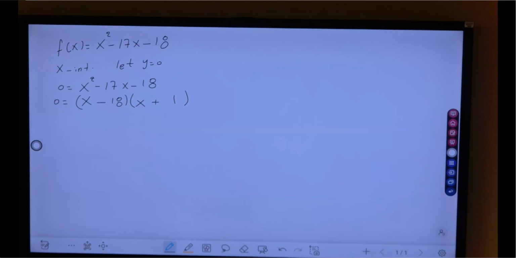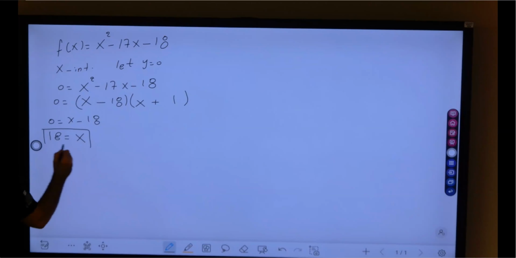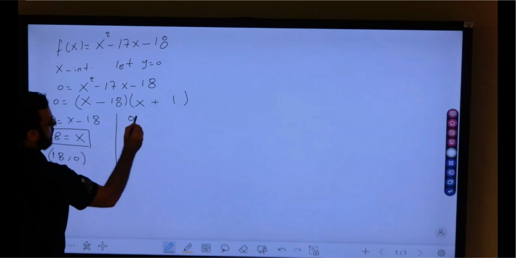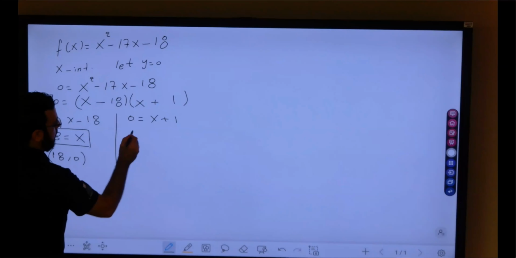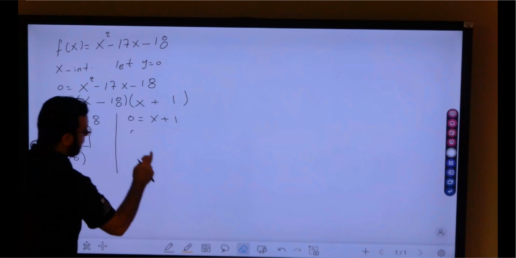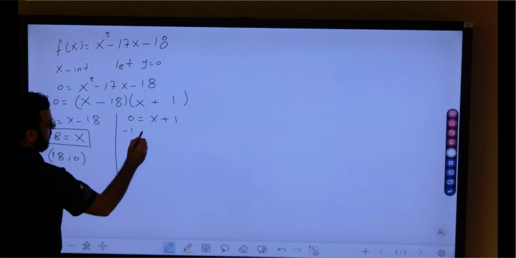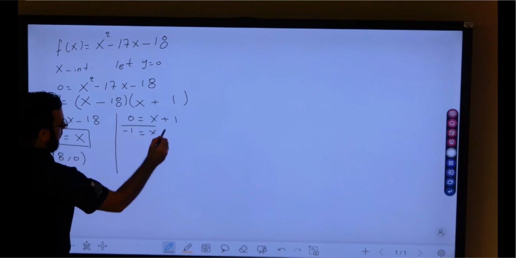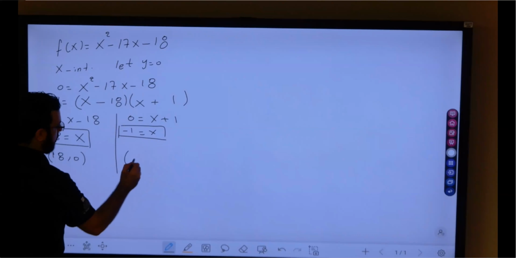Just factor it, then use the zero factor property. I'm going to say 0 equals x minus 18. Solve this one: 18 is equal to x. So the first x-intercept is 18. Now 0 is equal to x plus 1. That means -1 is equal to x. So here is our second x-intercept, which is (-1, 0).